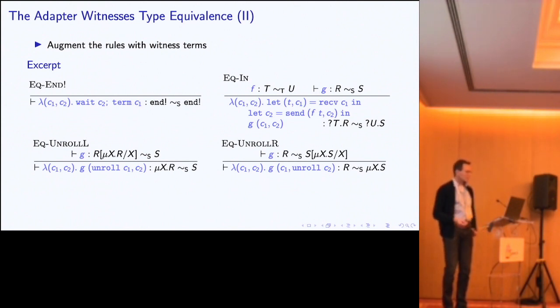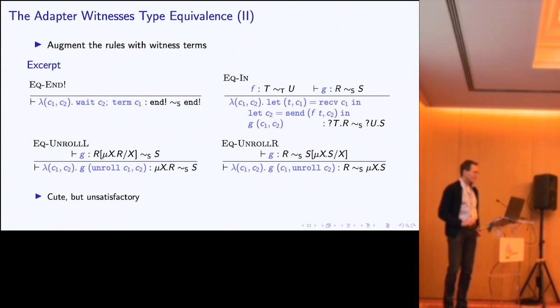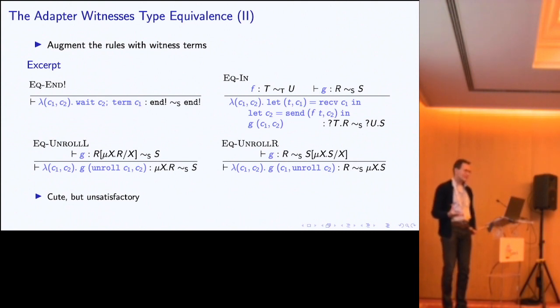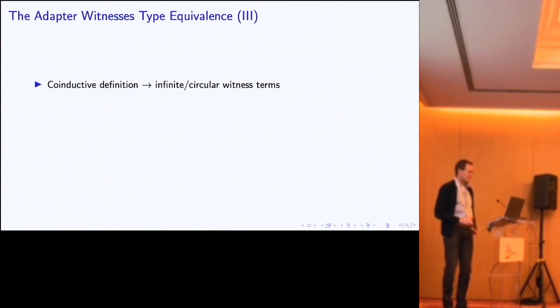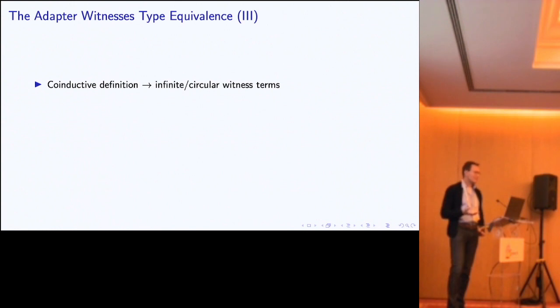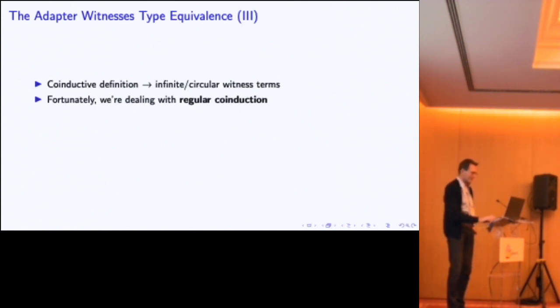So that looks pretty cute, but unfortunately it's unsatisfactory, because if you look at the structures that you obtain from that definition, you get infinite or circular witness terms. That seems a bit unwieldy to work with. In order to work with that, you would have to come up with a theory to deal with these circular terms. That doesn't seem so nice.